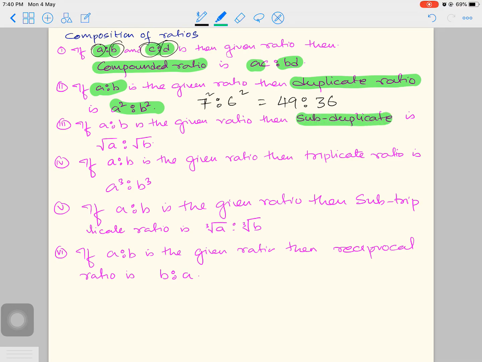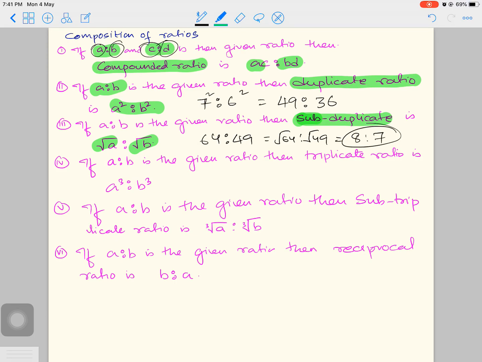It's a subduplicate. See, the word sub means root here. So square root. Another example would be simply, what if 64 is to 49? What would be the subduplicate? Take the square root of 64, take the square root of 49. It will be 8 is to 7. As simple as it can be.